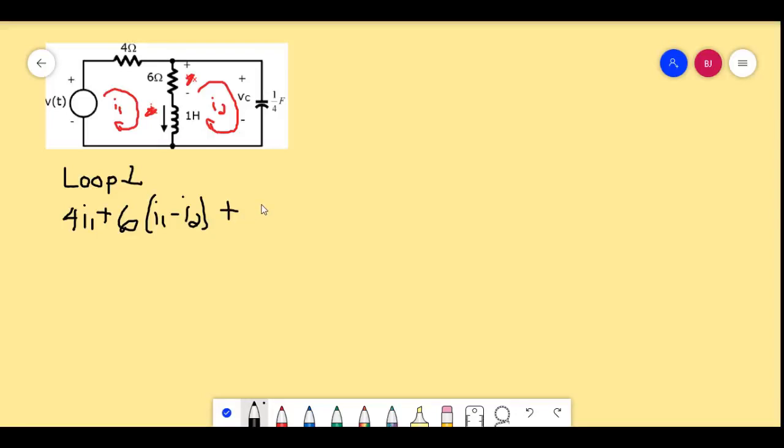And then we have an inductor here. So with the inductor, we will be having L di_L over dt. So this is 1 Henry, just like our first example. So this would just be d(I1 minus I2) over dt.